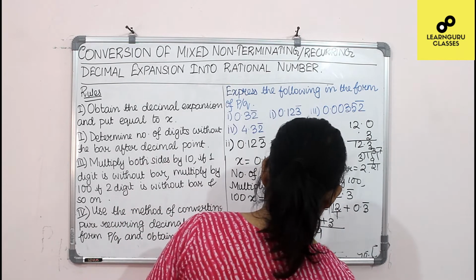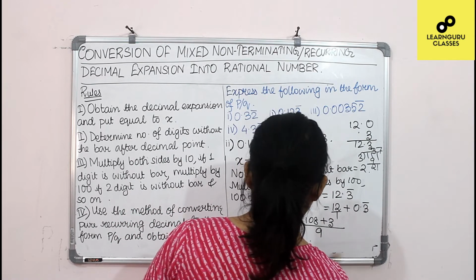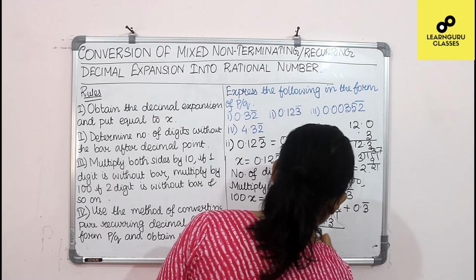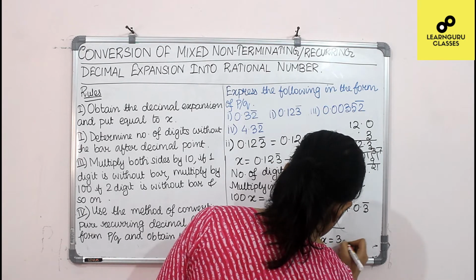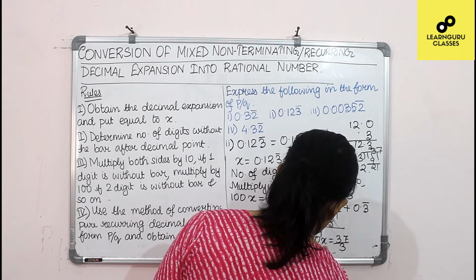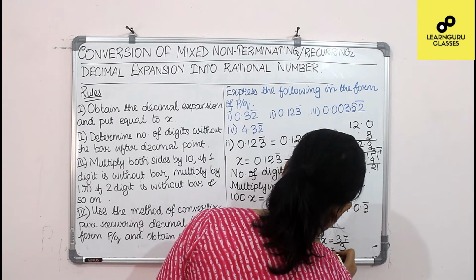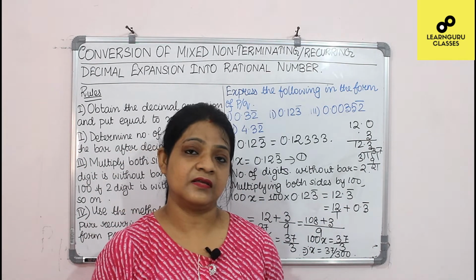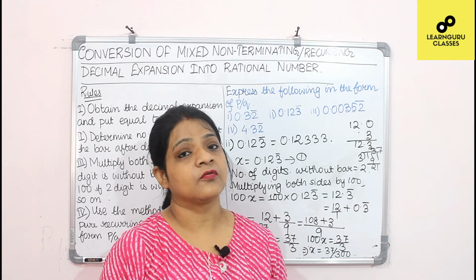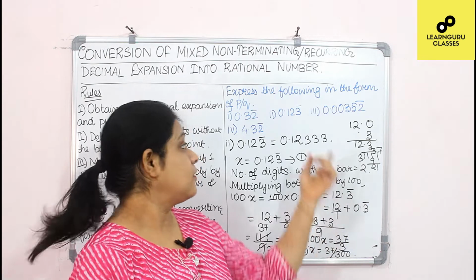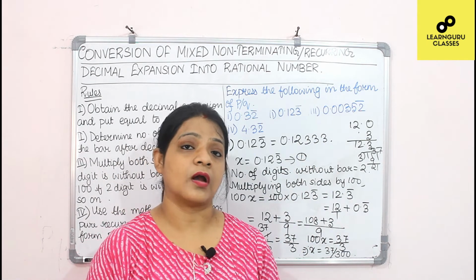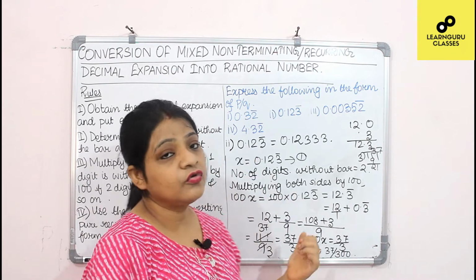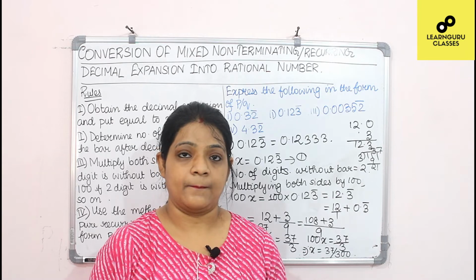So therefore 37 by 3, and this you can just write as 100x equal to 37 by 3. So just the coefficient of x is 100. So x equal to 37 by 300 is the answer, the rational equivalent of this decimal expansion 0.123 bar. Okay, so I hope this sum is clear to you. So let's move on to the next sum.